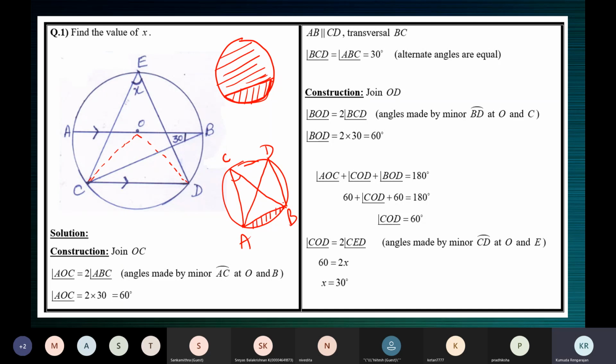So the angles ACB and ADB are angles in the same segment of a circle. When they are angles in the same segment of the circle, they are made by the same arc. That's important. They're made by the same arc. Arc AB makes ACB. The same arc AB makes ADB. That makes angles in the same segment of a circle equal.